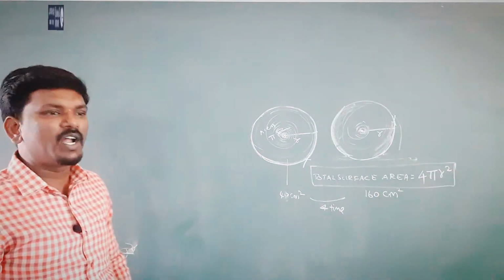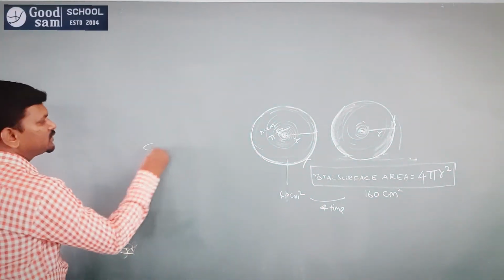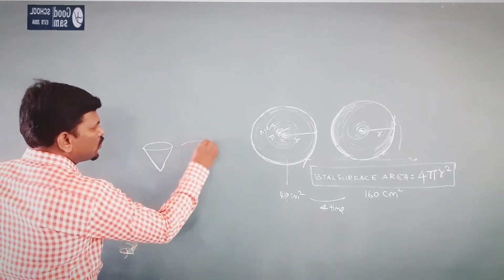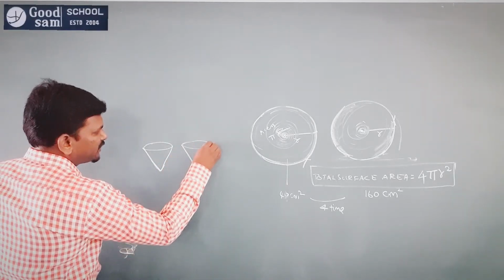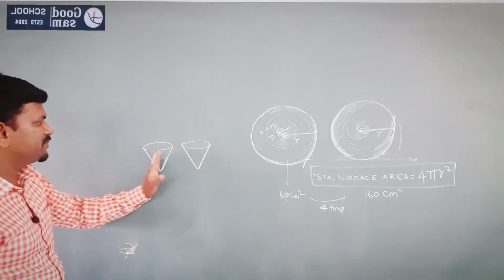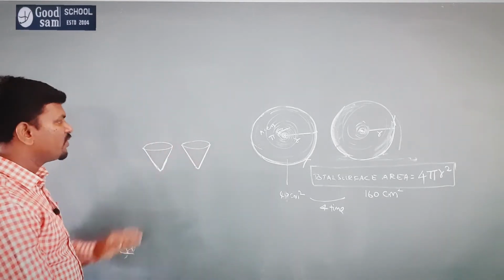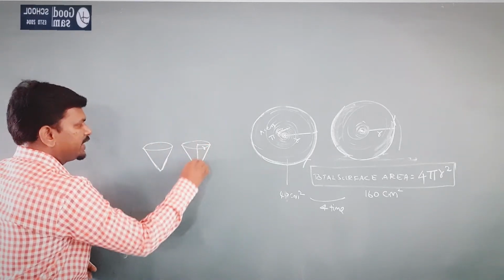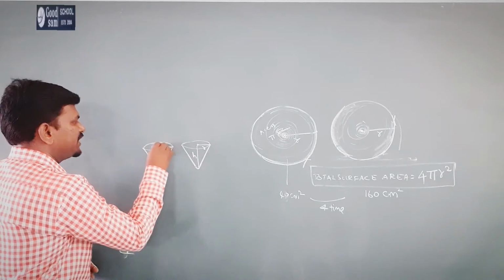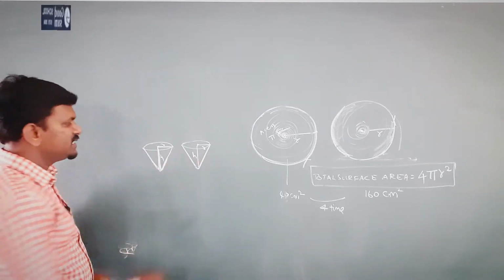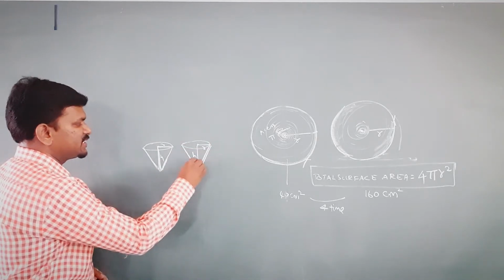Then what about the volume? Assume these two cones are identical, with the same amount of volume. The radius, base radius and height are exactly the same.